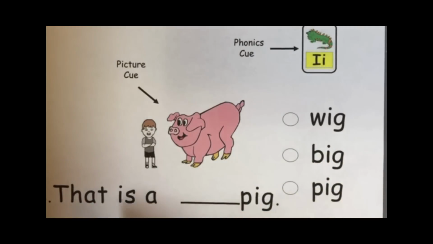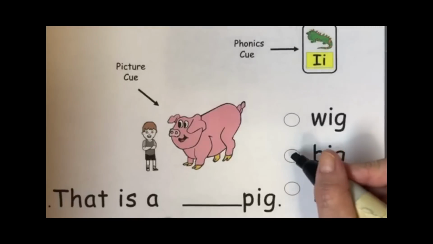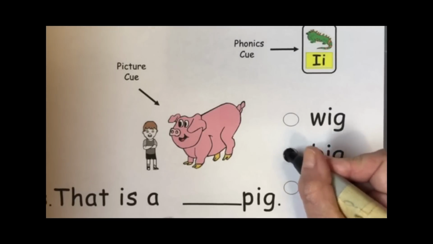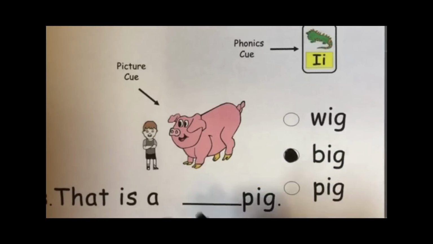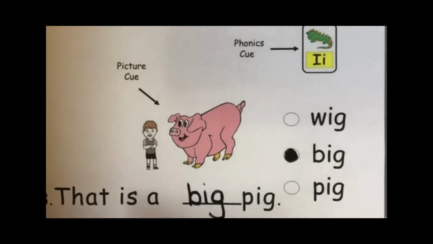Read it one more time. That is a big pig. Then fill in the circle, and write the word in the space, B-I-G, and then read it again. That is a big pig.